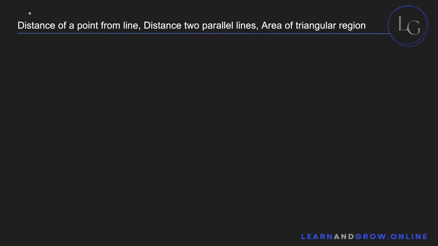Now let's see how we can calculate the distance of a point from a line. Let's see how we can calculate the distance between two parallel lines. And let's see how you can find the area of a triangular region with the coordinates of its corners being known to you.